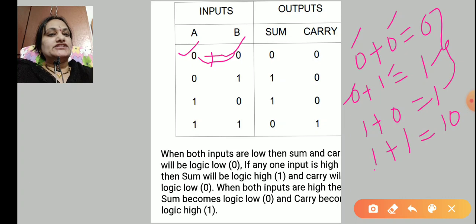So 0 plus 0 is equal to 0. There is no extra bit, which means carry is 0. That is why here we have written carry as 0.